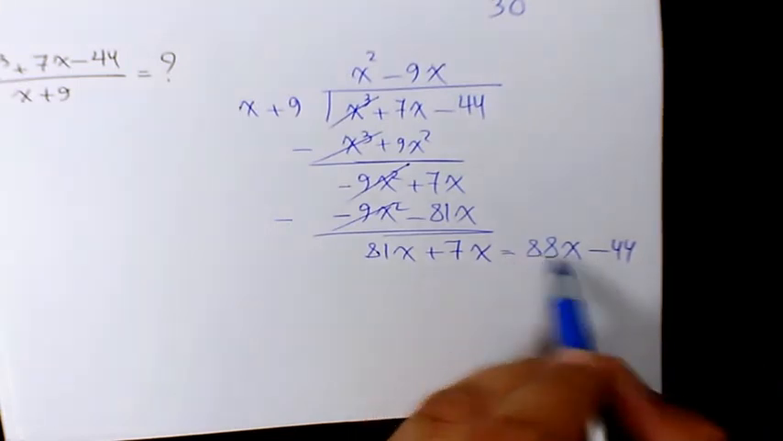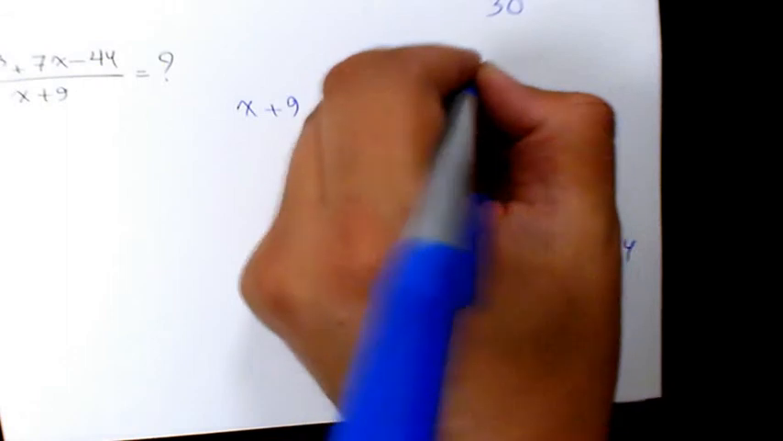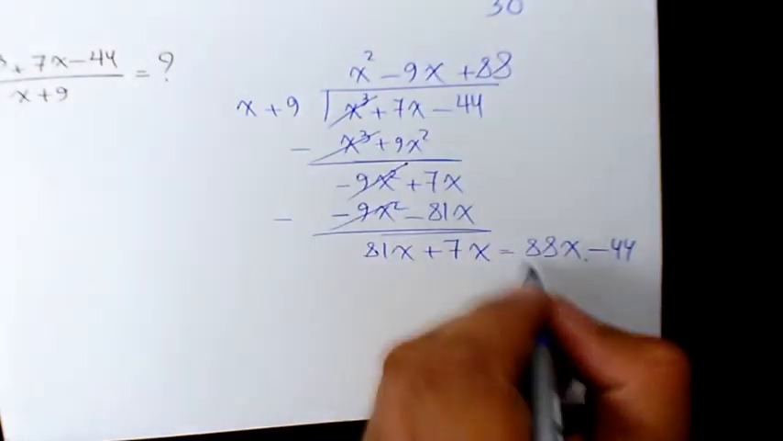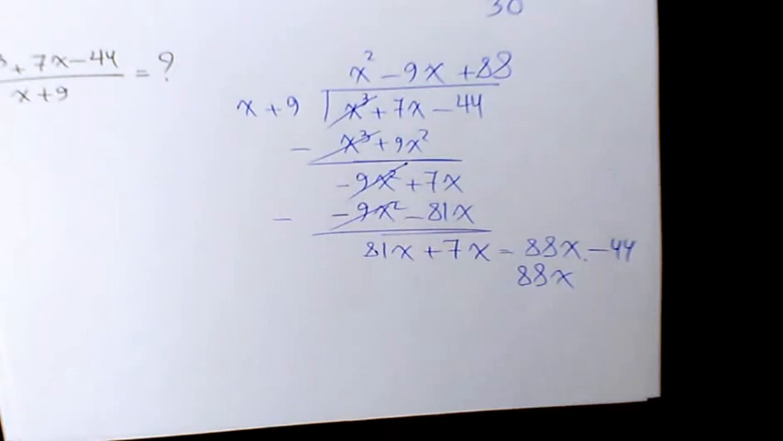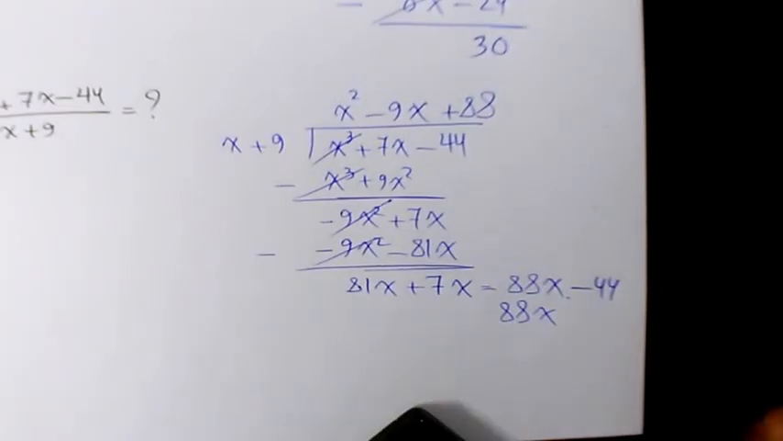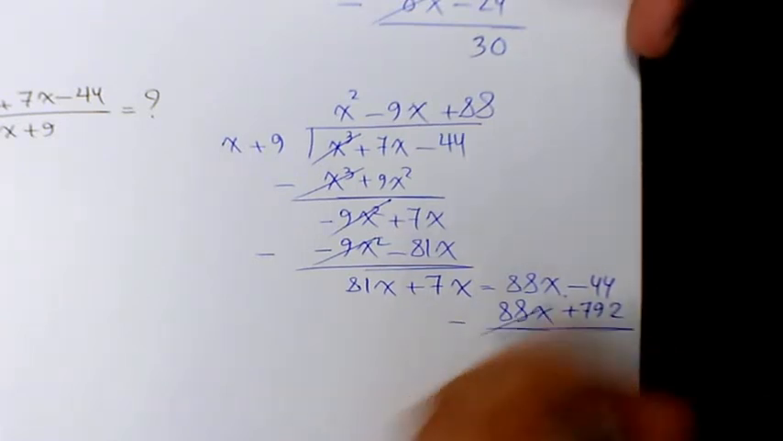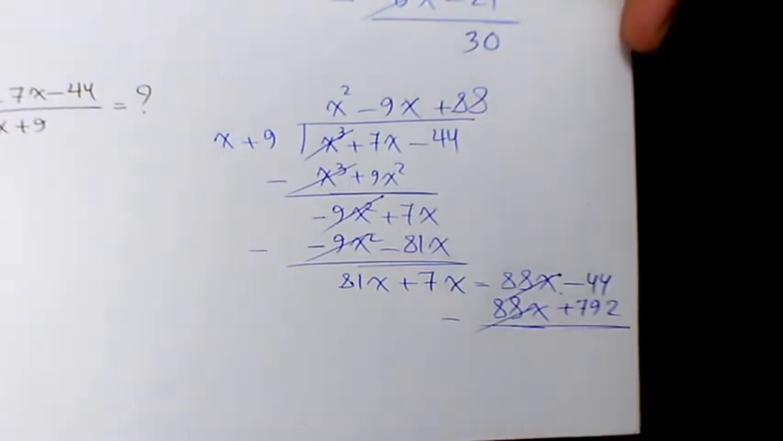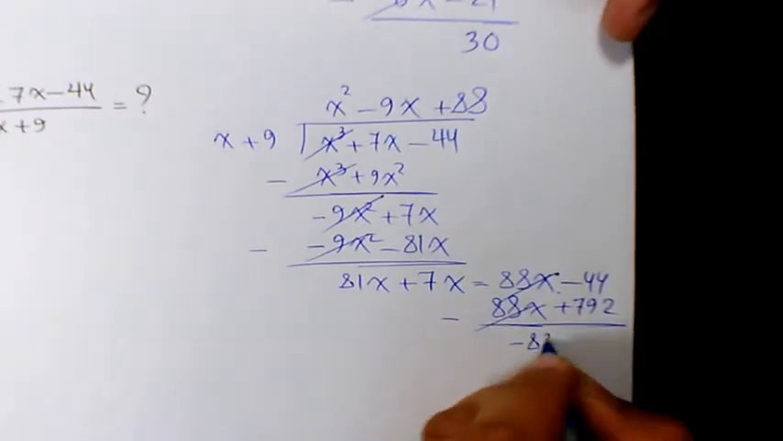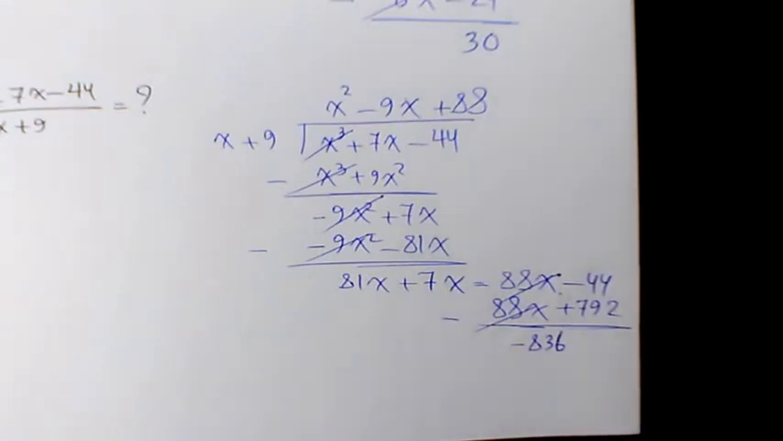So we have 88x divided by x is going to be 88. So 88 times x, 88x. 88 times 9, 792. When you subtract it, these two cancel out, and we have negative 44 minus 836. That's going to be the remainder.